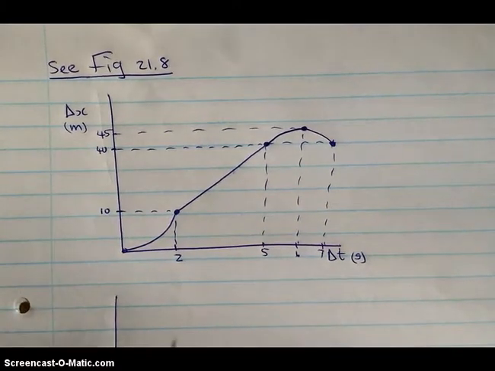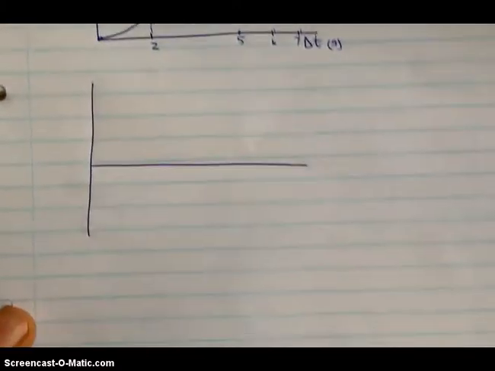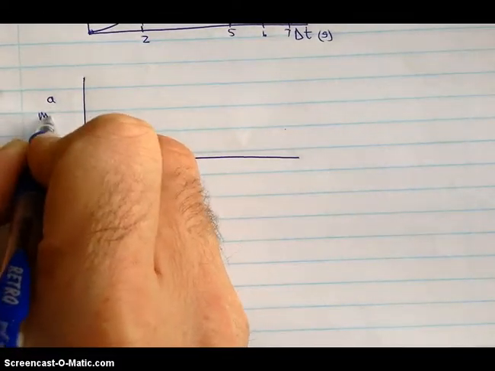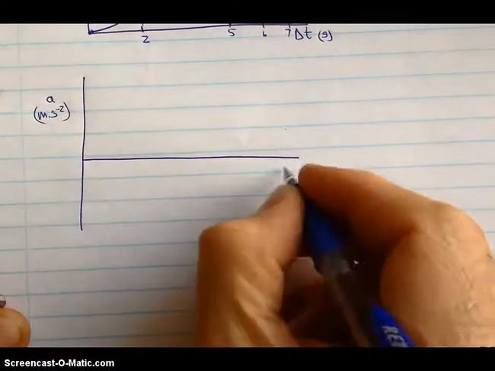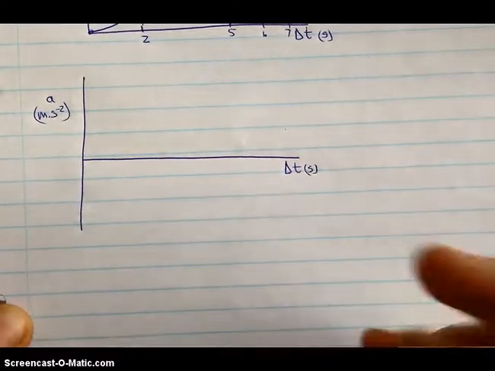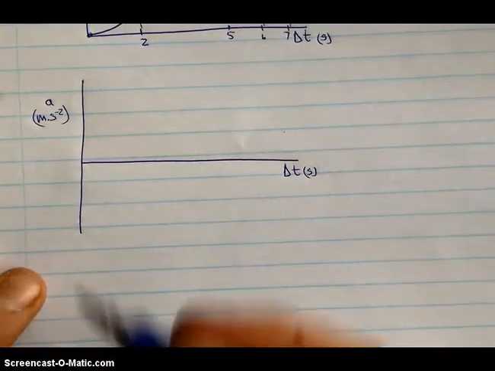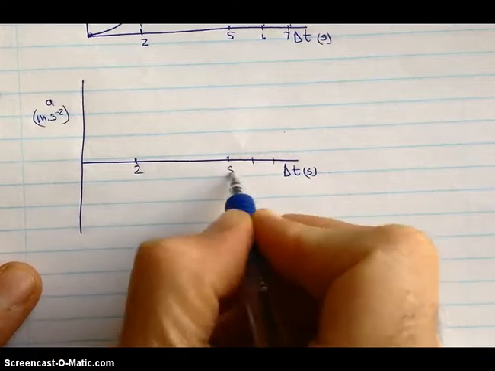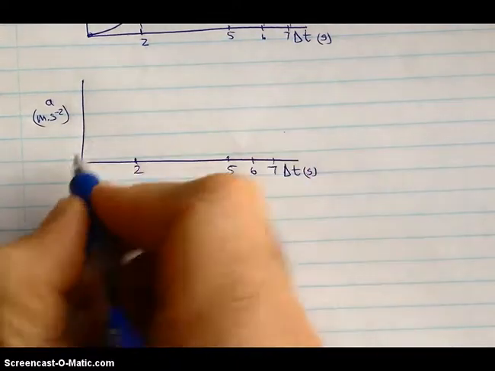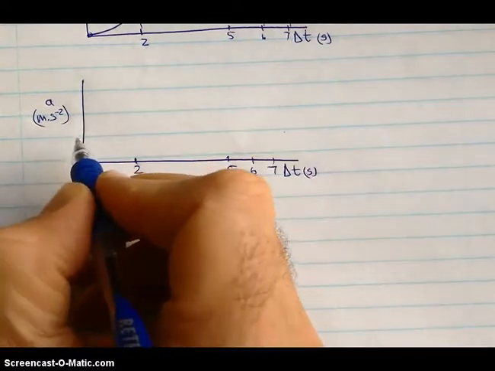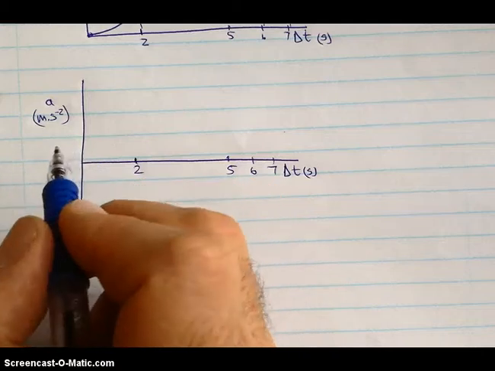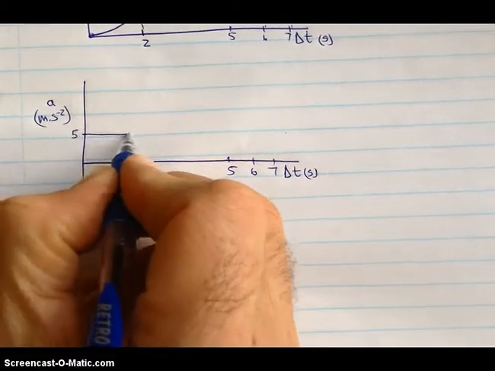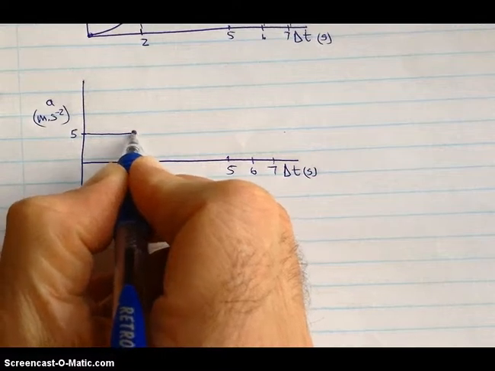Then I'm also going to show you the acceleration time graph. Now, acceleration will have positive and negative parts. So there's my acceleration. It is in meters per second squared and delta t in seconds. For the first part, it is a positive acceleration. So again, use the same time readings, 2, 5, 6, 7. For the first part, it is a constant, and the gradient of that part is 10 over 2, so it is 5. So it will be at 5 up to 2 seconds.